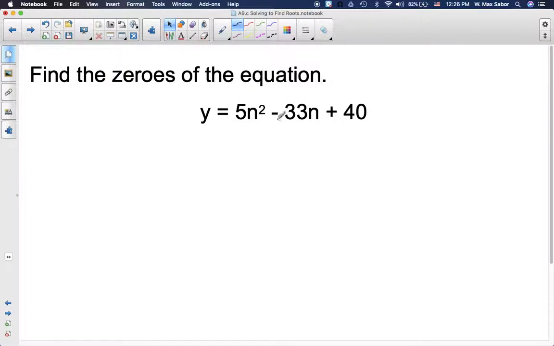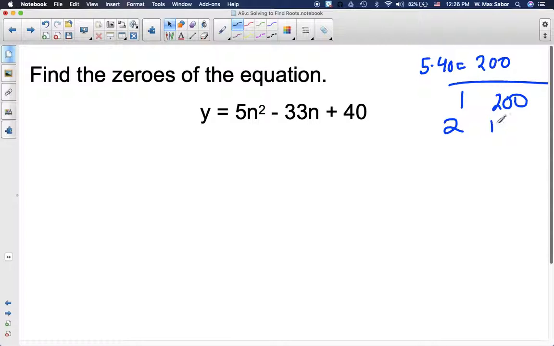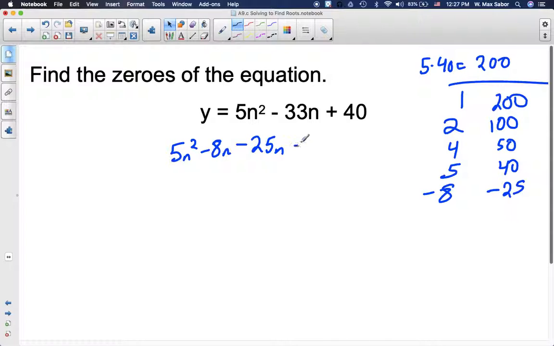Find the zeros of this equation. This looks difficult to factor, so we'll have to do 5 times 40 to get 200. And the factors of 200, 1 and 200, 2 and 100, 3 doesn't work, 4 and 50, 5 and 40, 6 doesn't work, 7 doesn't work, 8 and 25. 8 and 25 should work. Negative 8 times negative 25 gives us positive 200. Negative 8 minus 25 gives us negative 33n. So 5n squared minus 8n minus 25n plus 40.